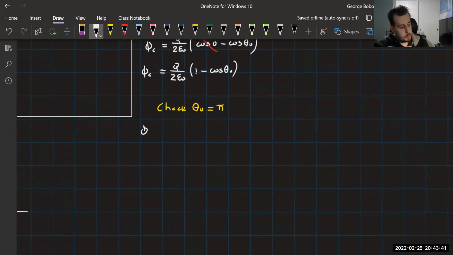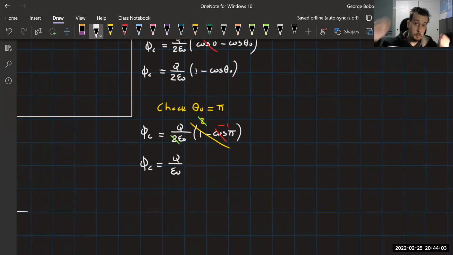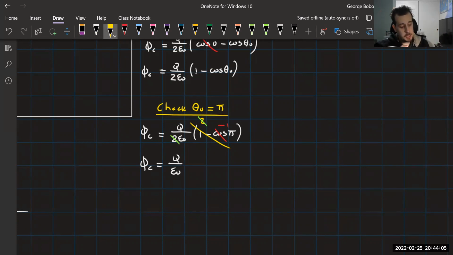What do you girls observe? Take a look. Q over 2 epsilon naught, 1 minus cosine of pi. Cosine of pi is negative 1. Your bracket is 2. And it cancels the 2 over here. What do you get? Q over epsilon naught. That's what Gauss's law would have told you. Voila. That's the answer for the entire sphere.